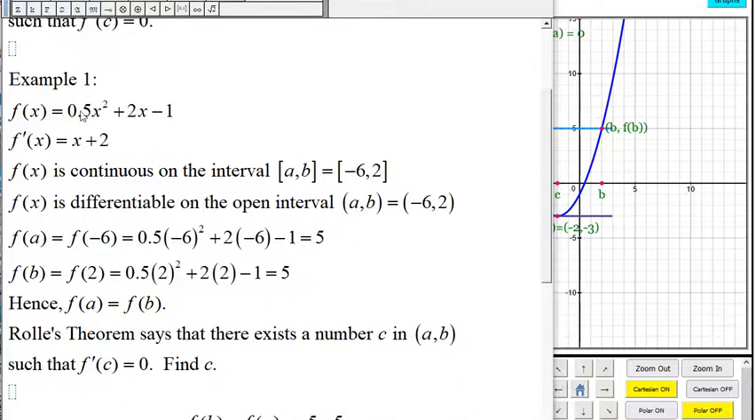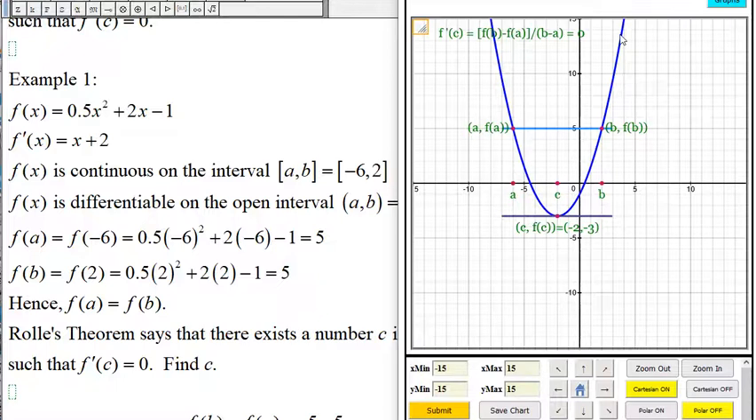We have the function f(x) equal to 0.5x squared plus 2x minus 1. And this is what the graph looks like. This is the graph for f(x) equal to 0.5x squared plus 2x minus 1. The derivative will be 0.5 times 2x, which is x. The derivative of 2x is 2.